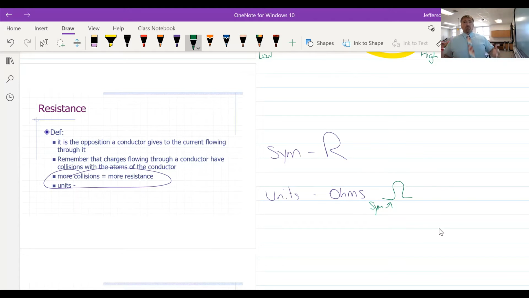And so we're going to measure basically the number of collisions and how much it resists that charge going through it, in ohms. We'll talk about that here in a second.